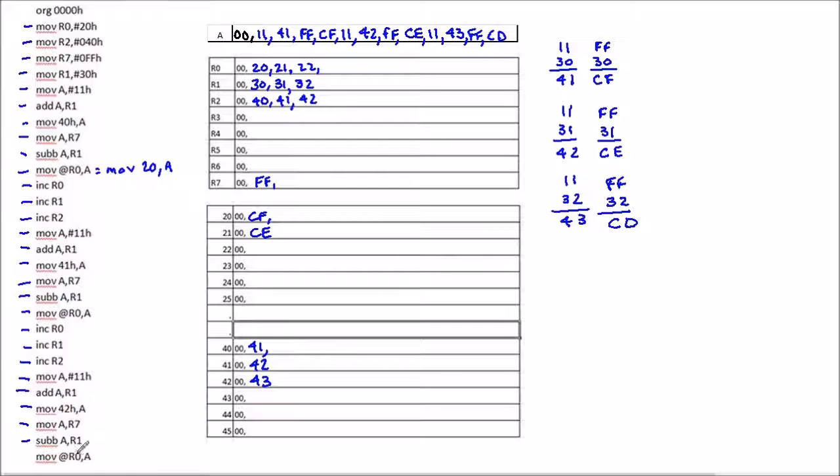We're going to take the contents of the accumulator and move it to the memory location pointed to by R0. R0 is pointing to memory location 22. So the contents of the accumulator, which is CD, is going to go into memory location 22. And that's my last step, and that finishes the problem.